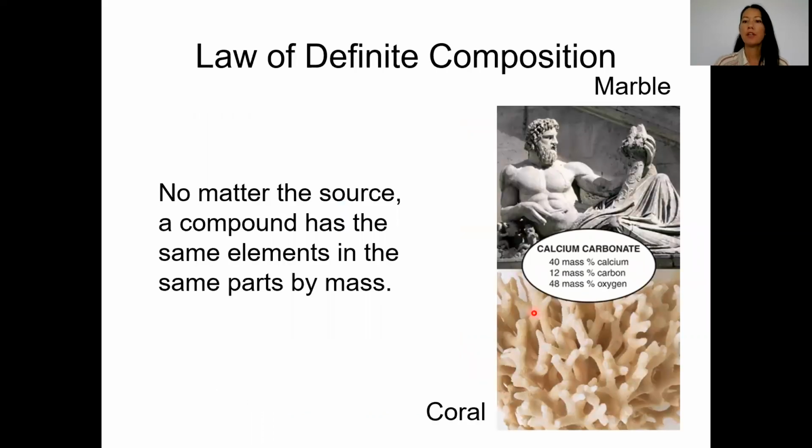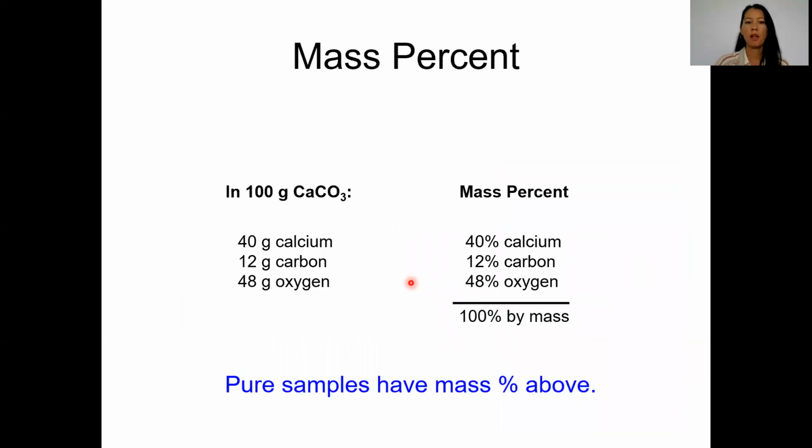This is the law of definite composition. The marble above and the coral below both are CaCO3. So no matter the source, a compound has the same elements in the same parts by mass. I'll go through this more on the next slide.